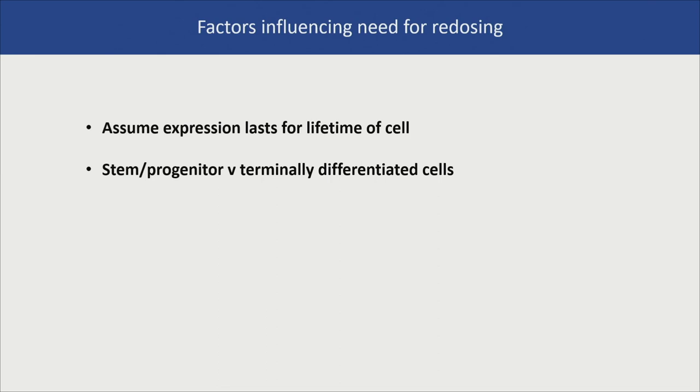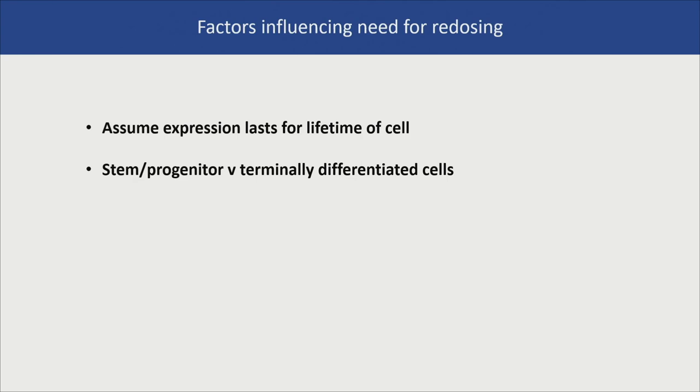So the question is, which cell are we going to integrate into? Well, we've got a choice. We could integrate into a stem or progenitor cell, and I think if we do that, we should get lifelong expression. Why wouldn't you? If you integrate into a terminally differentiated cell, that cell will slough off, and you really, really won't get long-lasting expression beyond the lifetime of that cell.